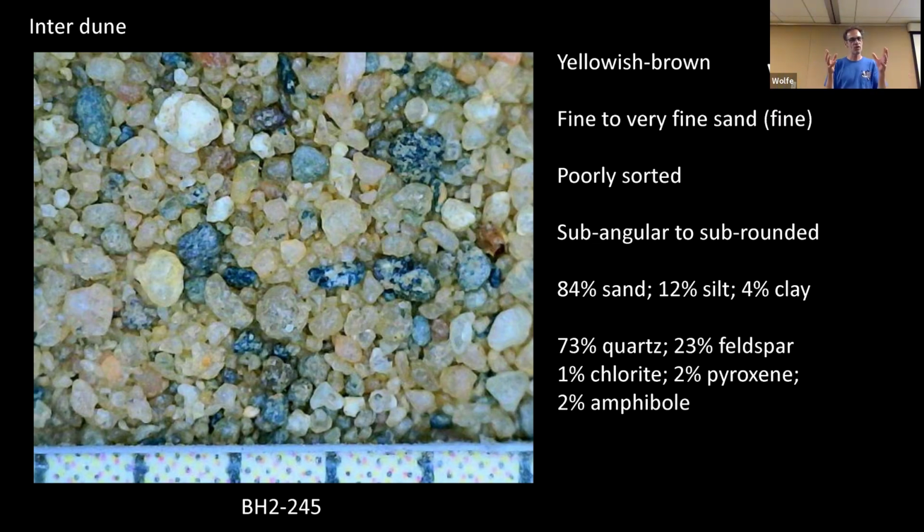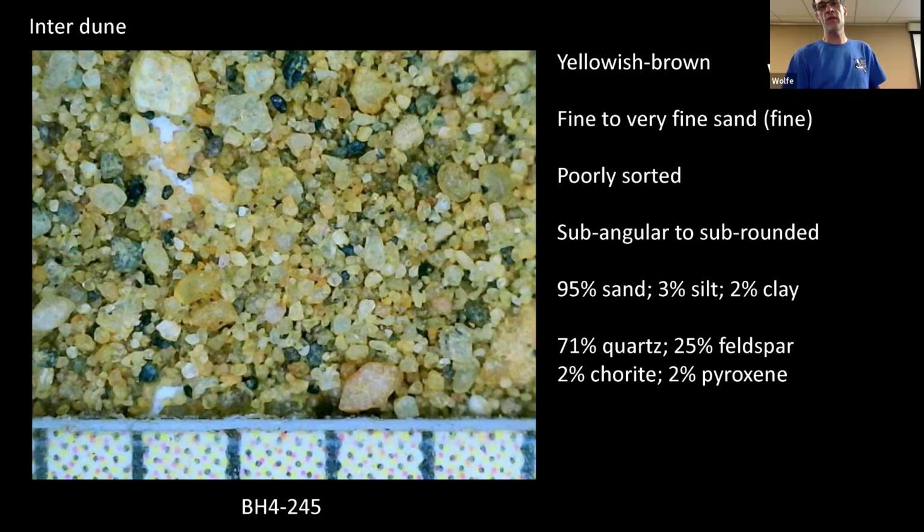And again, here's that really messy looking stuff in the intervening area. The grains are dirty looking. You notice a lot of black. So there's a higher proportion of grains like feldspars and others that are not those quartz grains. All right. And it's poorly sorted. And again, I just want to emphasize those different types that are there.